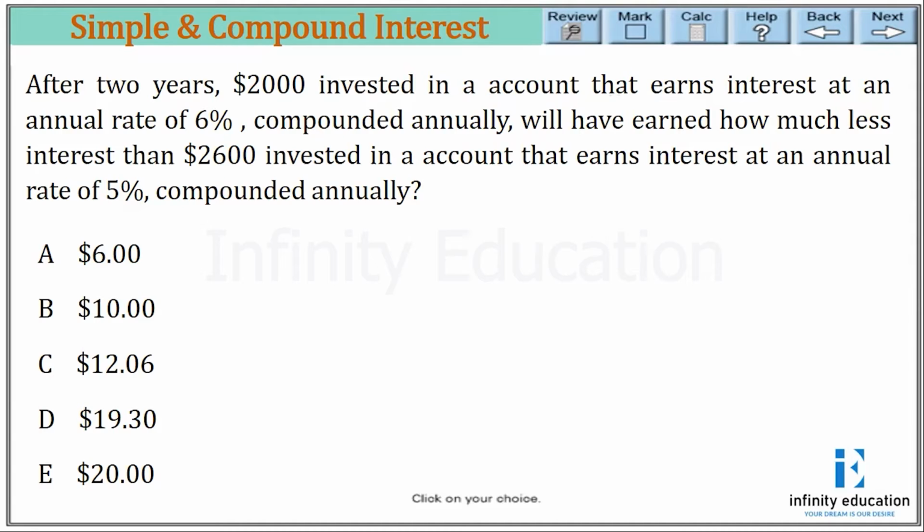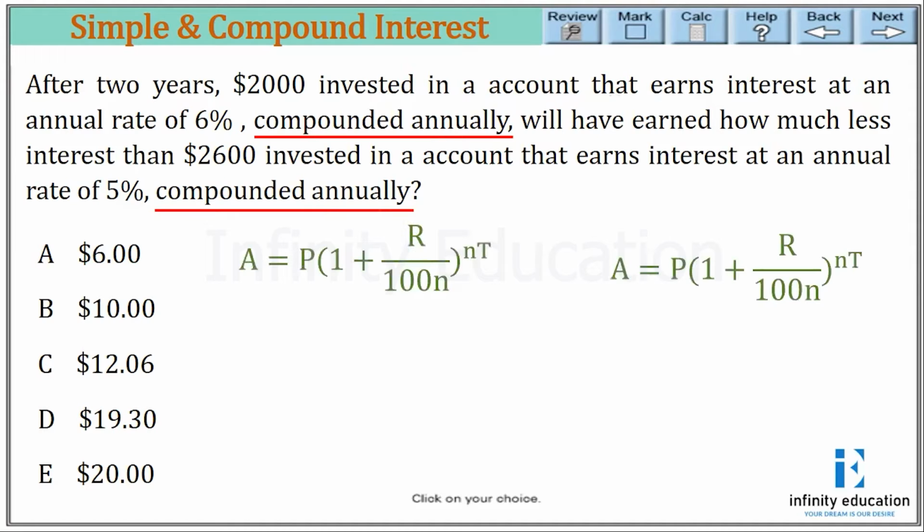So we can see the two different accounts, two different principals, two different rates of interest. But the common thing is that it is compounded annually. So we should use the same formula for both of the accounts. That is A equals P(1 + R/100)^(nt), where P is the principal, R is the rate of interest, N is the number of times in a year it is compounded, and T is the time period. So we can see it is compounded annually. So N should be 1 here.